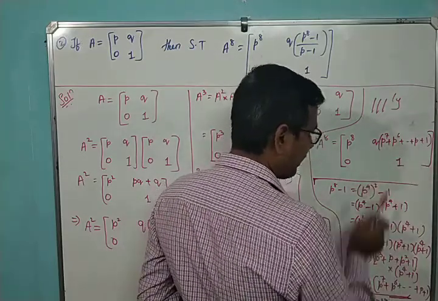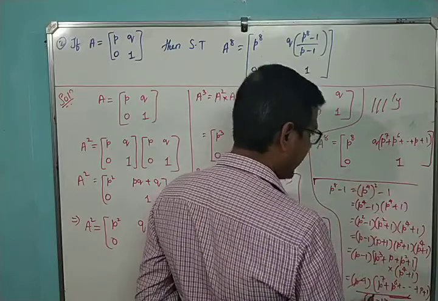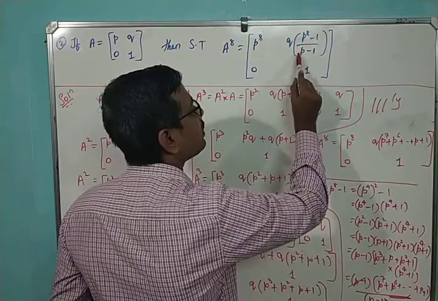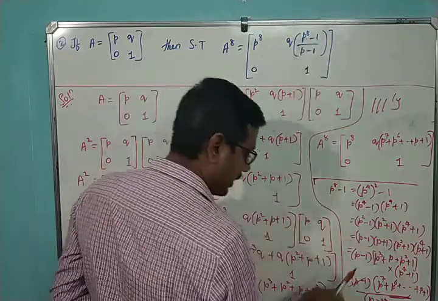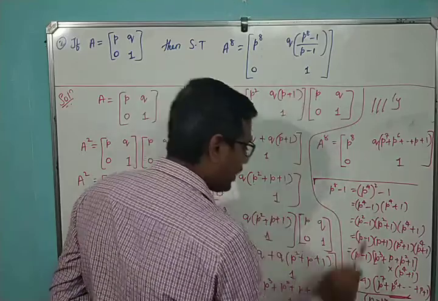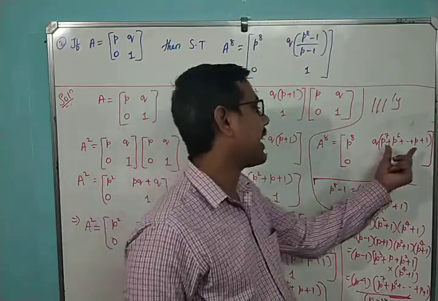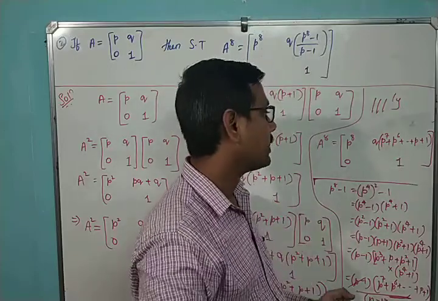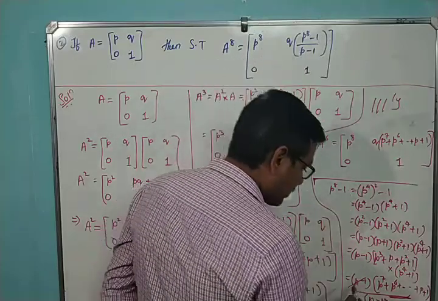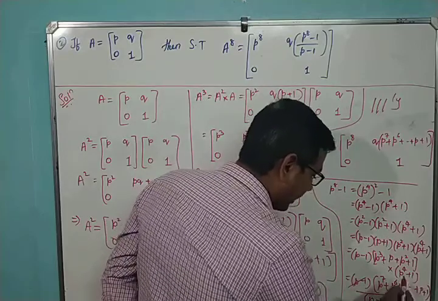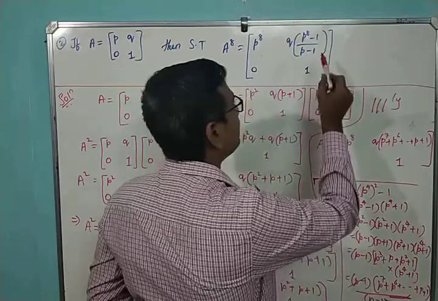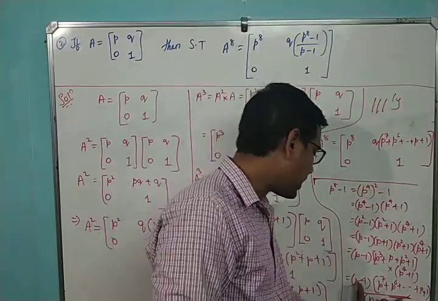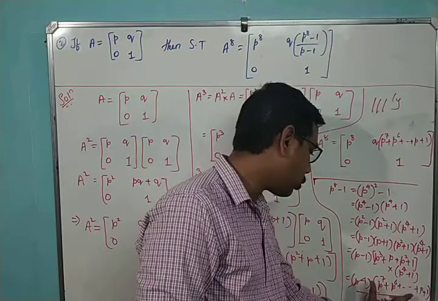If I multiply and divide by p minus 1, then what I will get? P to the power 8 minus 1 divided by p minus 1. P to the power 8 minus 1 is this whole numerator divided by p minus 1. So this can be taken as p to the power 8 minus 1 divided by p minus 1. Right? So p to the power 8 minus 1 is this whole numerator, divided by p minus 1, this thing. Correct? Try to understand here, this whole denominator.